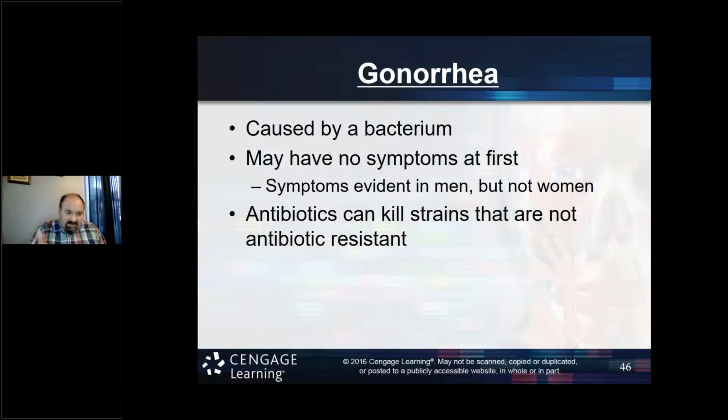Gonorrhea, also a bacterium, okay? So may have no symptoms at first, but again, too, may have symptoms and the symptoms go away, right? If you're active and you've had multiple partners or you're switching to another partner, folks, you got to get tested. You really do, because you got to protect yourself and you got to protect others for sure. Antibiotics can kill strains that are not antibiotic resistant, and that's the problem. So yes, with chlamydia, yes, with gonorrhea, there can be strains that are antibiotic resistant and can be a problem, in particular with gonorrhea.